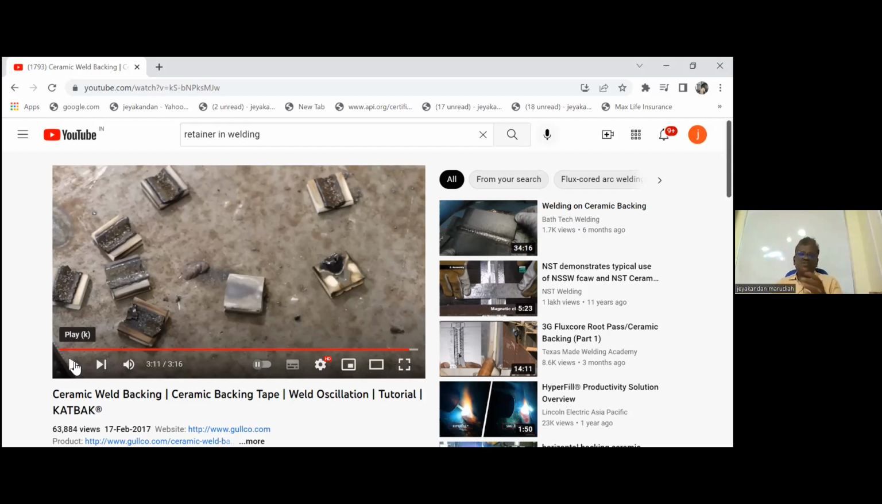Which process did they use for this welding? Which process? You watch this video. No, it is not a TIG. It is FCAW, flux cored arc welding. You can see flux there. This is similar to GMAW, only thing is there is a flux there.